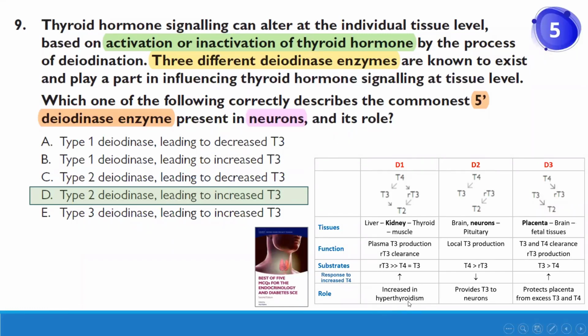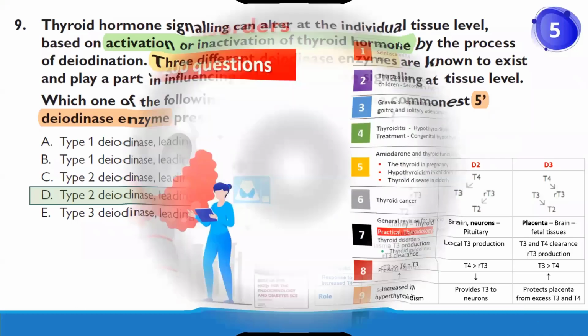Actually, I will discuss it later when we discuss the ratio of T3 over T4 for differentiation of endogenous hyperthyroidism versus thyroiditis or iatrogenic thyrotoxicosis. And don't forget that D3 is responsible for conversion of T4 to reverse T3 and is mainly present in the placenta, and this will protect the fetus from excess T3 or conversion of T4 to T3 through the placenta.